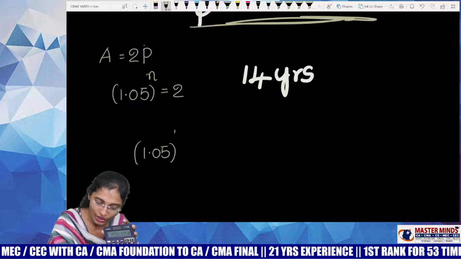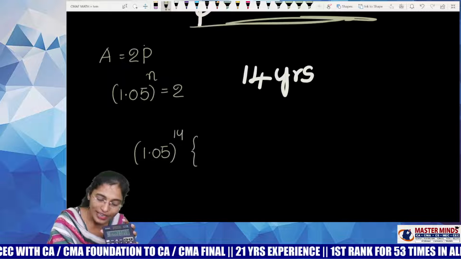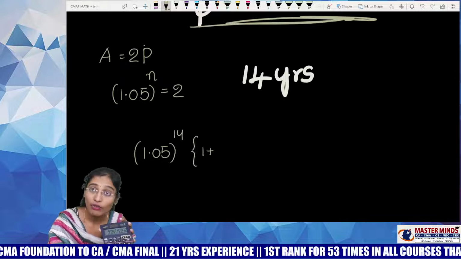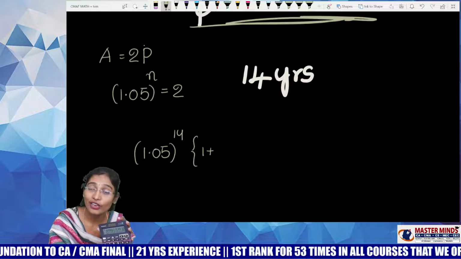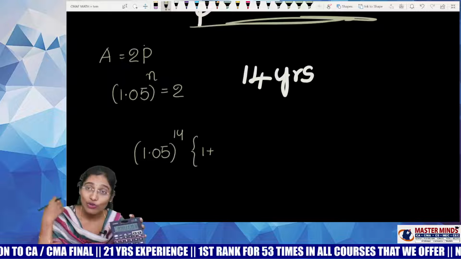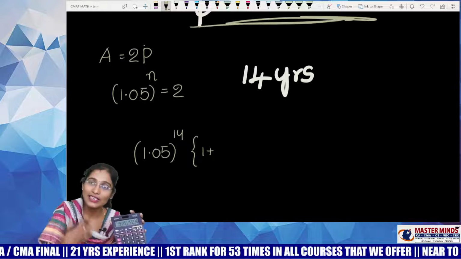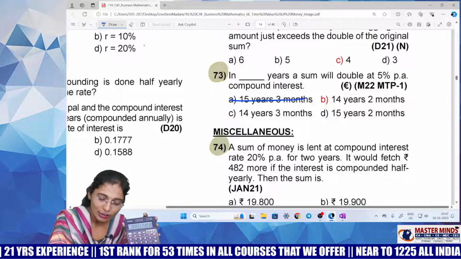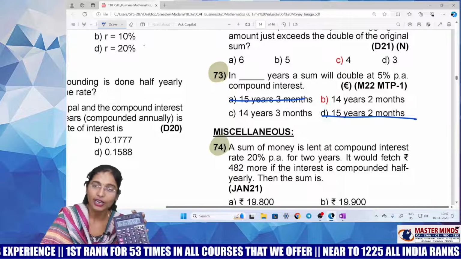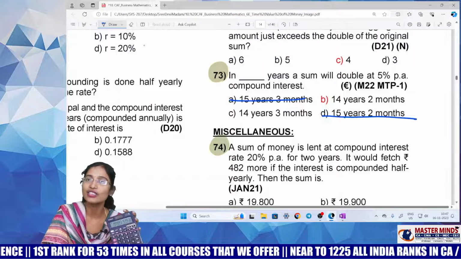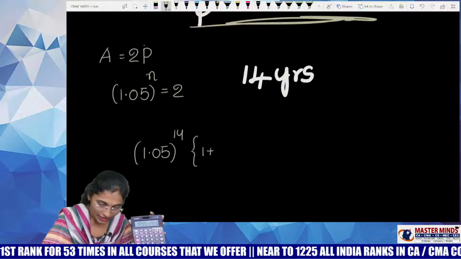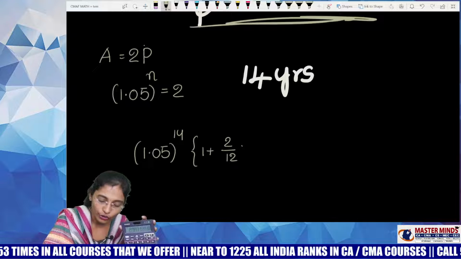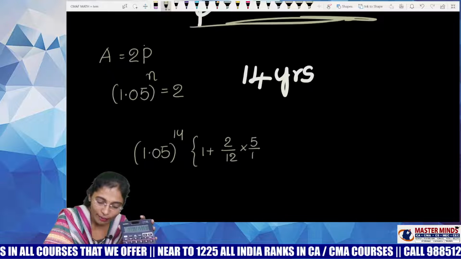Calculate 1.05 power 14, then there will be months. For months, the simple interest formula P into 1 plus TR by 100 is there, no? Use that. Try to use it. Months calculation according to option A: it is 15 years 3 months, eliminated; 15 years 2 months, eliminated. It should be either 14 years 2 months or 14 years 3 months. So 2 months, write it as 2 by 12 into rate of interest, which is 5 by 100.